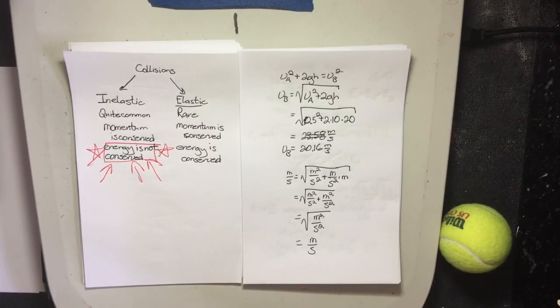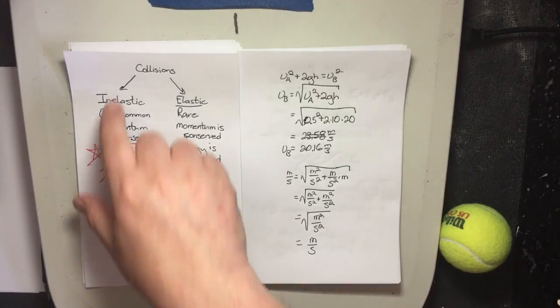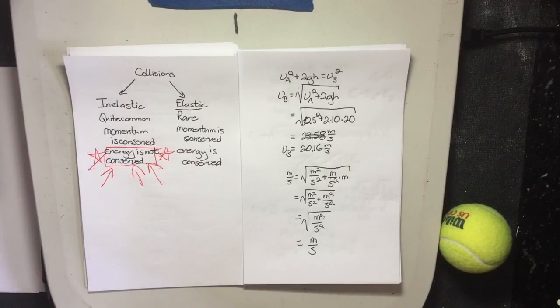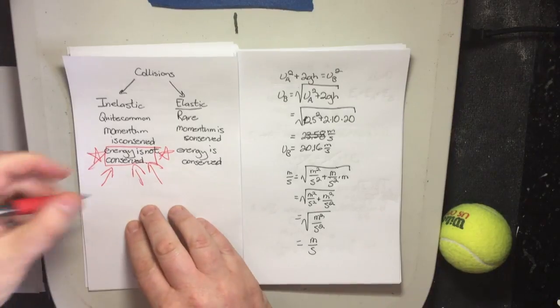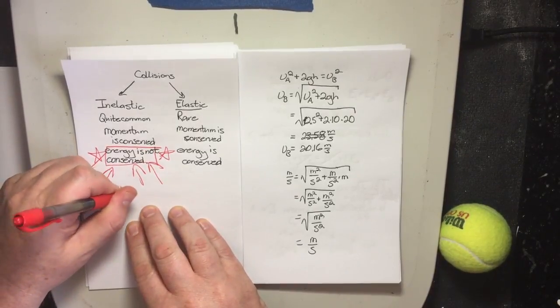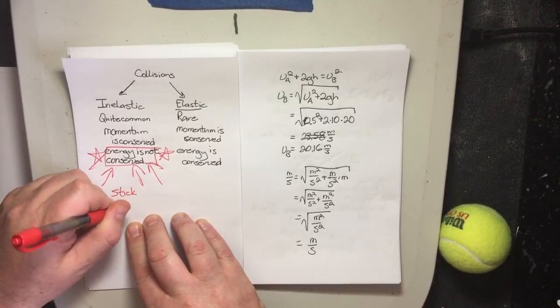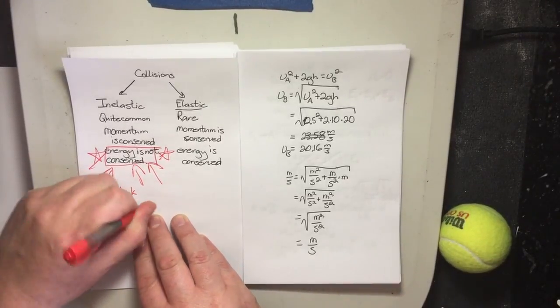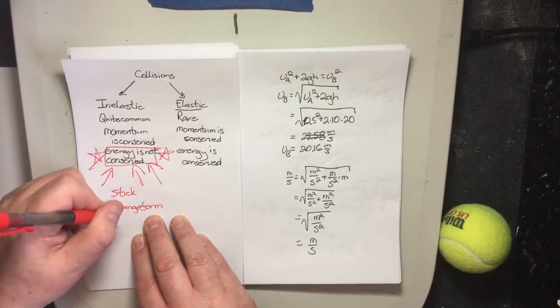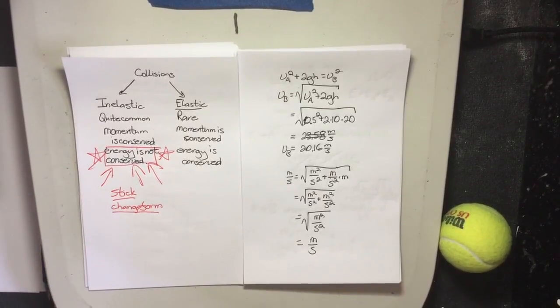Elastic collisions take a lot of time and are just, it's not the real world. Inelastic collisions are everywhere. An inelastic collision would be me throwing a ball, you throwing a ball, they come together and stick. If you see the word stick or change form, you're dealing with an inelastic collision.